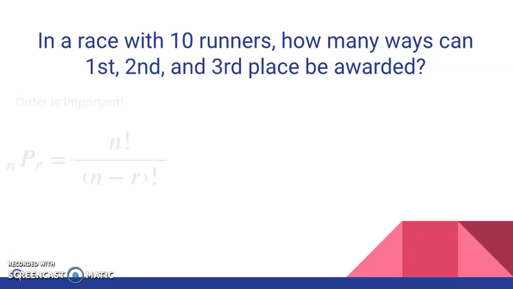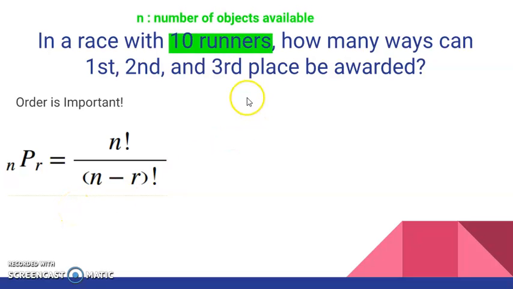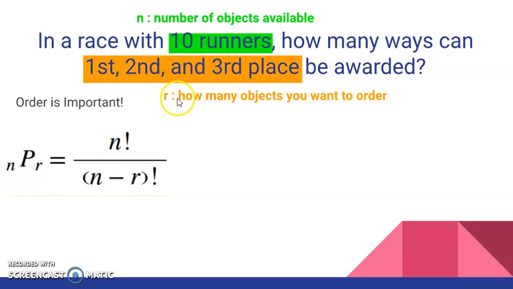So we recognize order is important, so we are going to be using a permutation. Now, what's the n and what's the r? Remember, the n represents the total number of objects available. In this case, we do have 10 runners in the race. The r is going to be how many we want to actually put in order. Well, in this case, we're only giving out 3 trophies, or 3 places, or 3 ribbons. So we only have 3 objects that we want to order. So let's plug those into our formula.